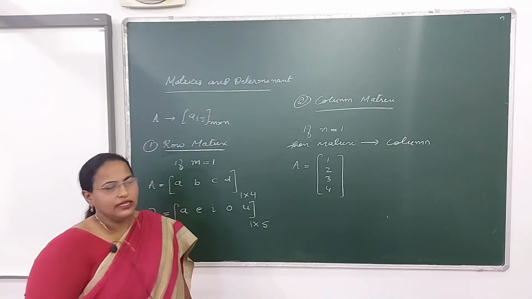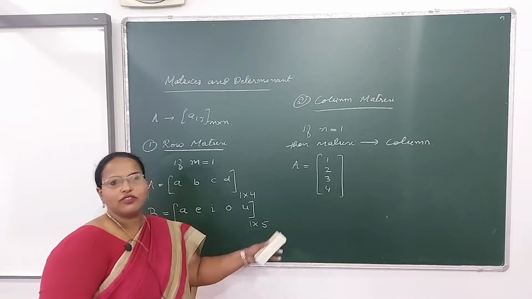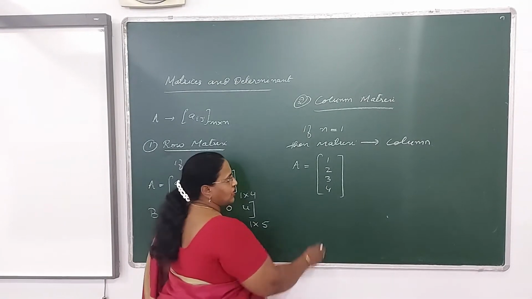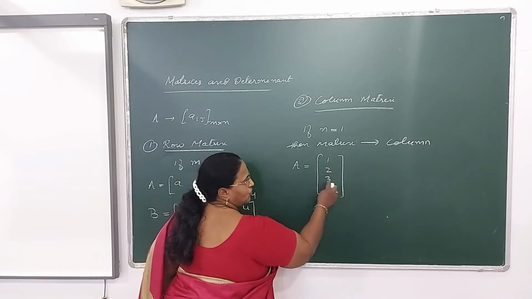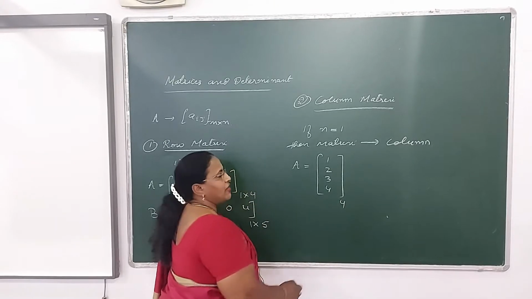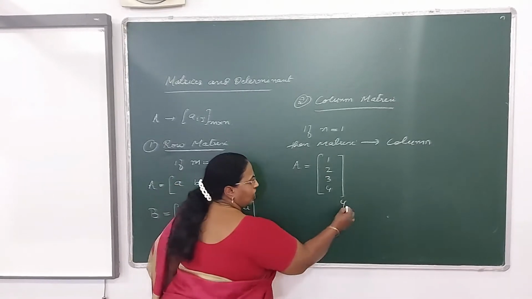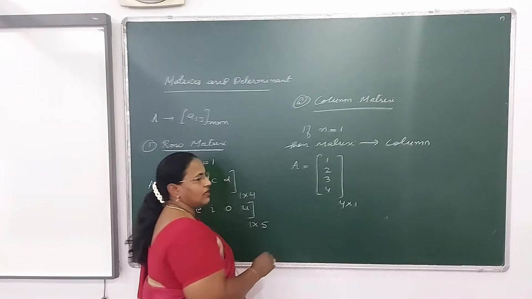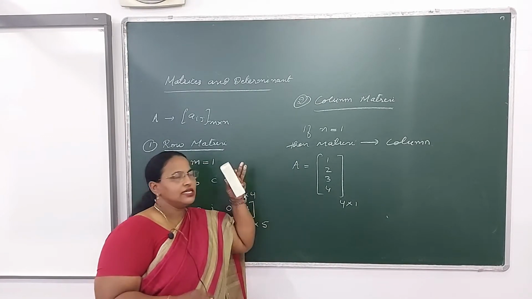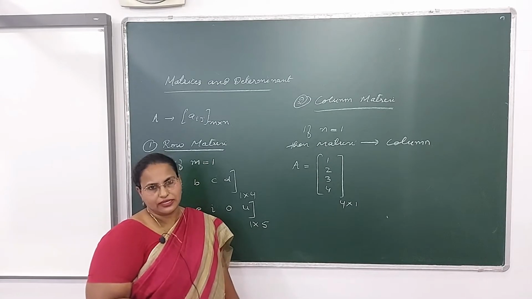Now here, if I ask you what is the order of this matrix, then you need to count the total number of rows here. So this is the first row, second row, third row, fourth row. That means a total of 4 rows are there. Whereas as far as columns are concerned, just one column. So the order is 4 by 1. Only one column is there. So what is this? This is a column matrix.